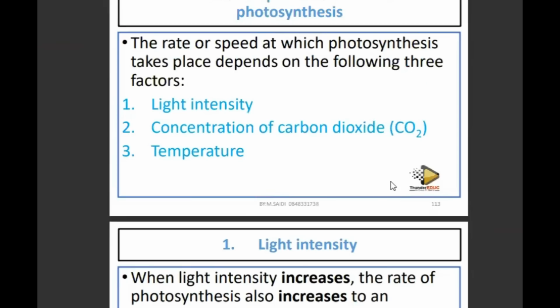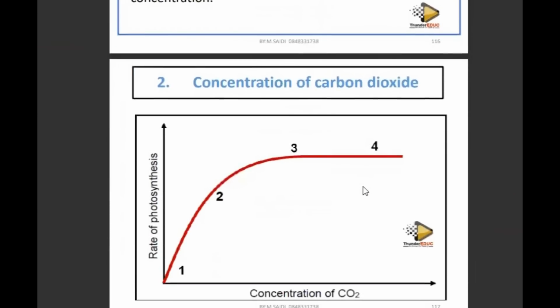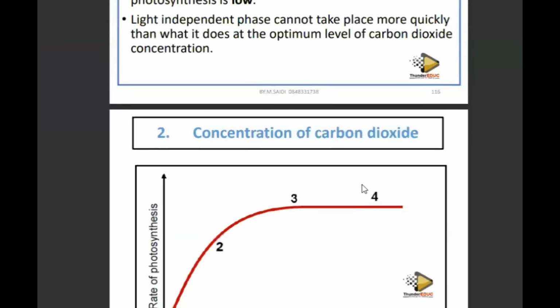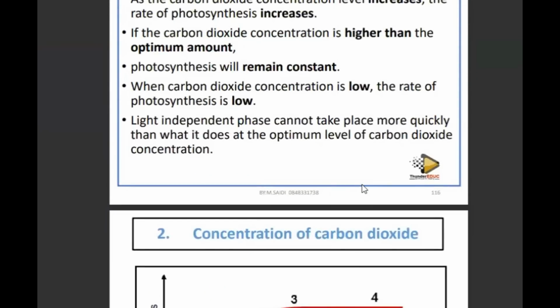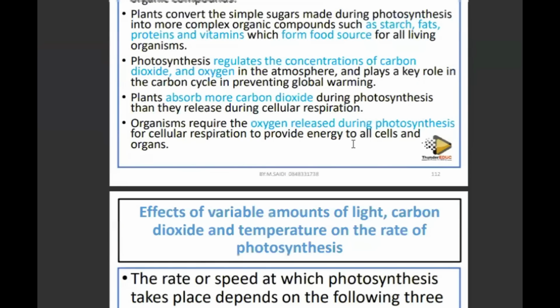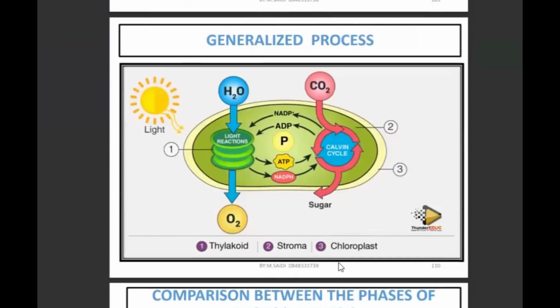We like to bring experimental questions involving the factors which affect the rate of photosynthesis. How is the rate of photosynthesis affected by an increase in light intensity, the concentration of carbon dioxide, and the temperature? Please take note of these factors and these graphs. Sometimes we bring them as an experiment, so please don't go without knowing how these factors operate. That's number one.